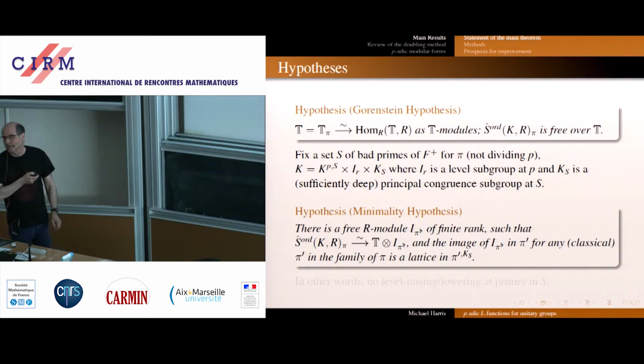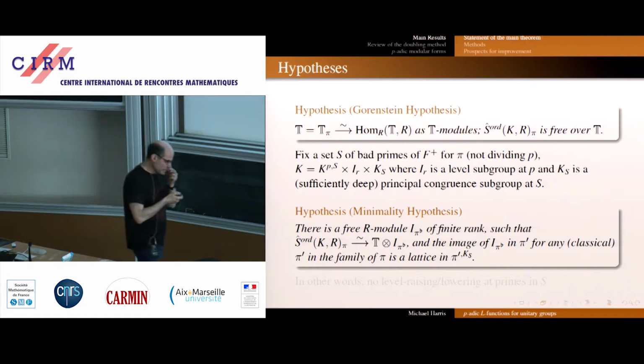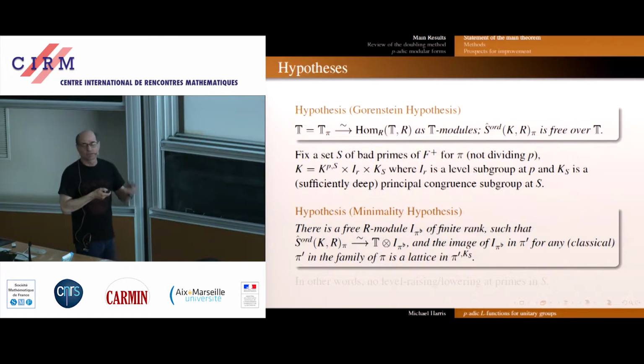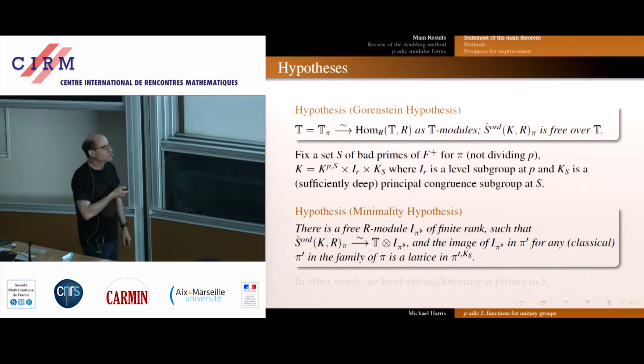There's a minimality hypothesis. What this means, essentially, is that the whole family has the same singularities at S. So what does this mean? Remember, this family corresponds to all these pi primes that are congruent to pi. And if you take the S fixed vectors, this hypothesis is that you get the same R module. So this is a simplifying hypothesis. Again, if you don't want to think about this, you don't have to. There's a slightly weaker statement.